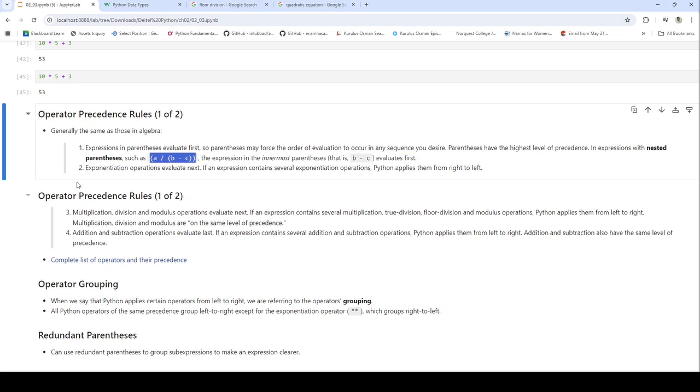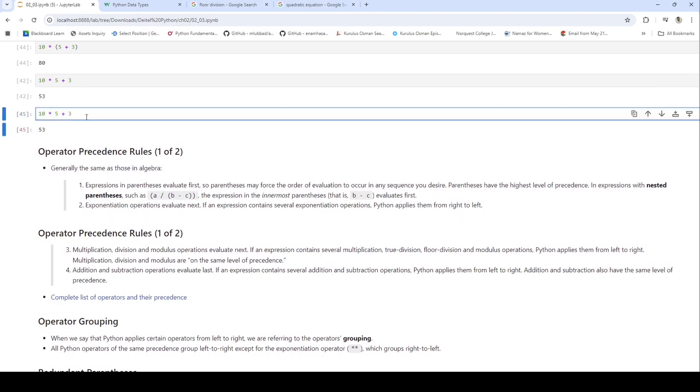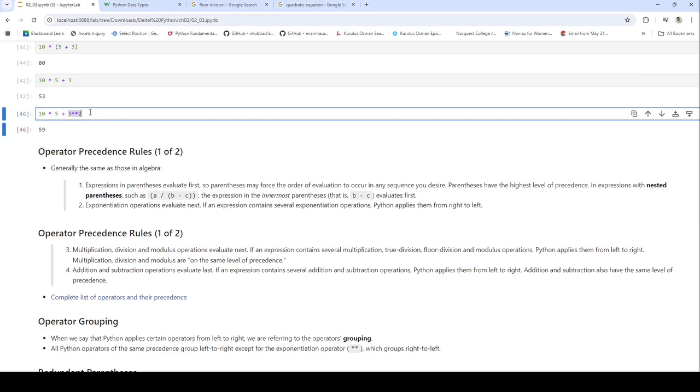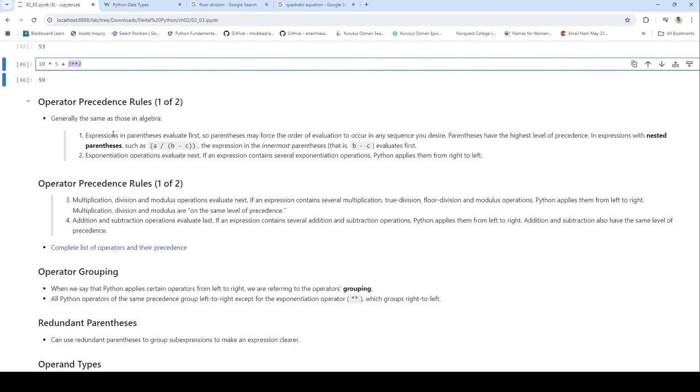We already know this. Exponentiation operations evaluate next. So if, for example, we are raising something to a power, for example, 3 raised to the power 2, this 3 raised to the power 2 will be evaluated first, 9 will be computed, and then that 9 will be added to 50, and we're going to get 59. So after parentheses, exponentiation gets its precedence.